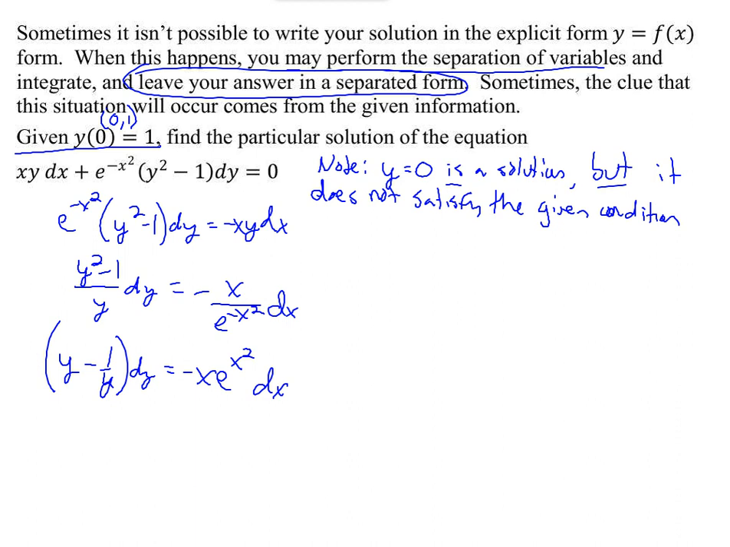Integrate. So integrate both sides. And what do we get on the left side? 1/2 y squared. Okay, y squared over 2, minus the natural log of the absolute value of y. How do we integrate that? Do a u substitution. U in this case would be x squared.